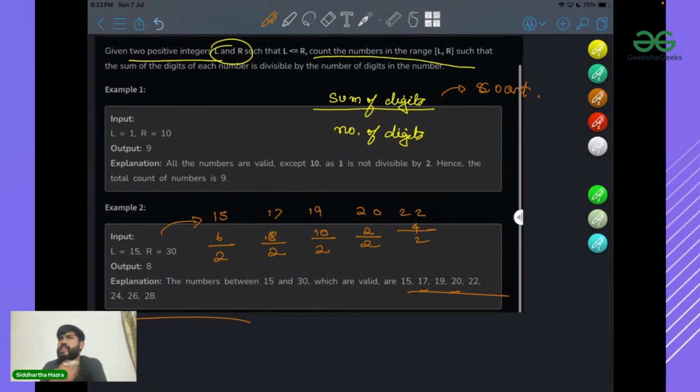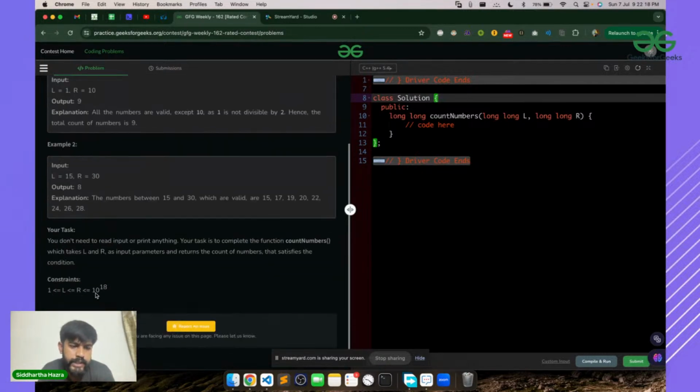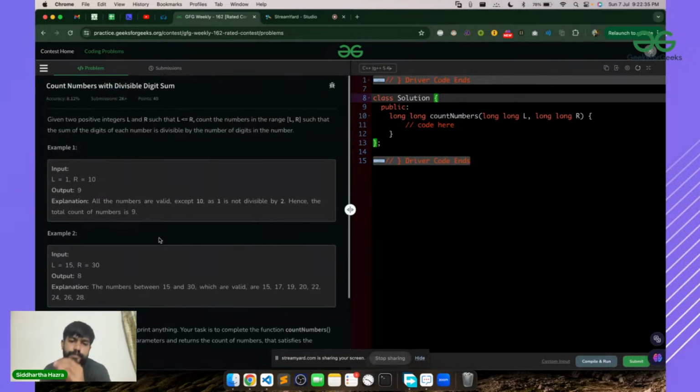So now it seems like a simple problem. Indeed, just go from L to R and find it. But when you go to the constraints, that is what makes all the difference. If you observe the constraints here, the range from L to R is absolutely huge, that is 10 to the power 18, and by no means can I have an O(N) solution to solve this problem.